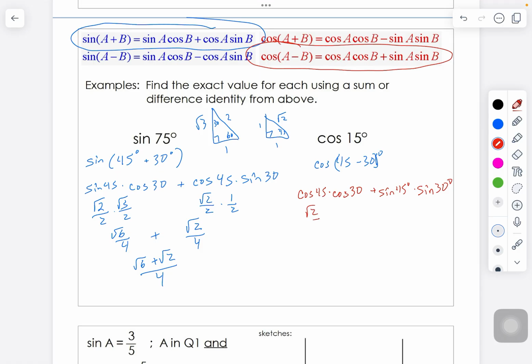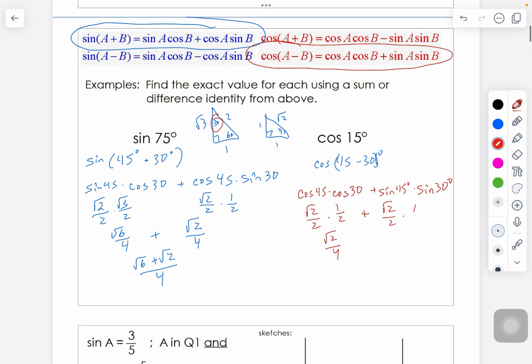So again, square root of 2 over 2. Cosine of 30 degrees is the square root of 3 over 2. So that's the square root of 6 over 4. Okay, square root of 2 over 2 for the sine of 45. The sine of 30 is 1/2. Okay, getting ahead of myself, so I better double check. I think the cosine of 30 is the square root of 3 over 2, and the sine of 30 is 1/2. So that's going to be the square root of 6 over 4 plus the square root of 2 over 4. So I'm going to get the exact same thing.